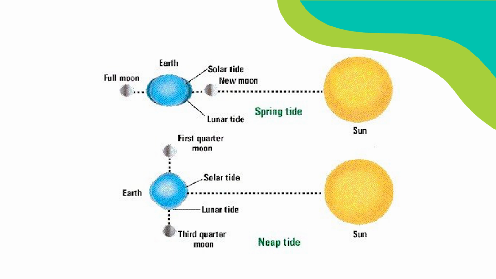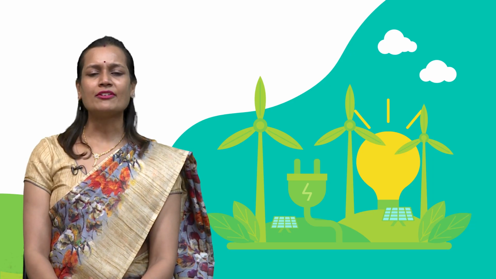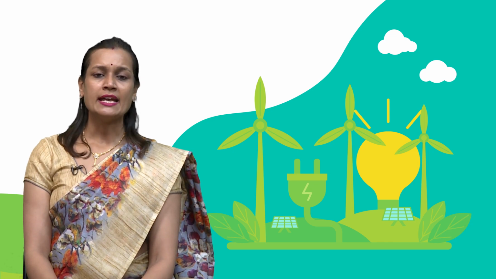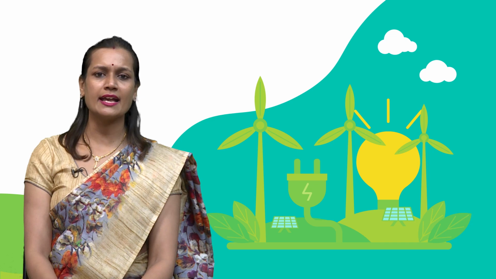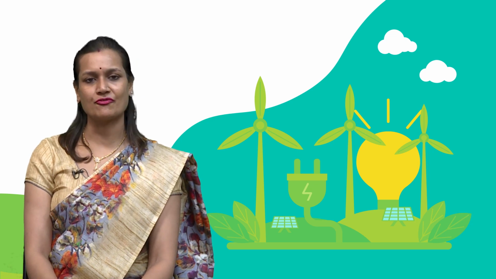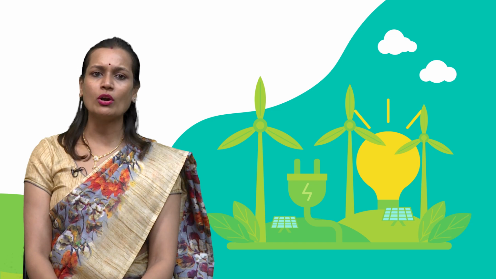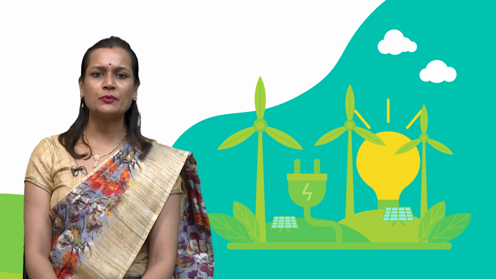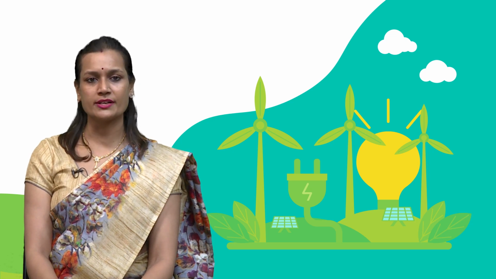Number 2, neap tides. Neap tides occur during the first and third quarters of the lunar month when the sun, earth and moon form a right angle, a 90-degree angle to each other. During neap tides, the gravitational forces of the moon and the sun partially counteract each other. This results in lower high tides and higher low tides than average. Neap tides have a smaller tidal range compared to spring tides, meaning the difference between high and low tide is less noticeable.